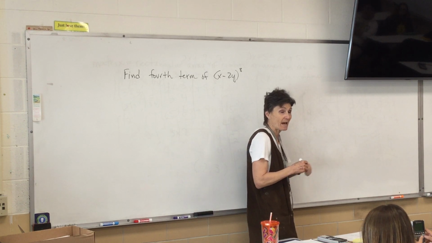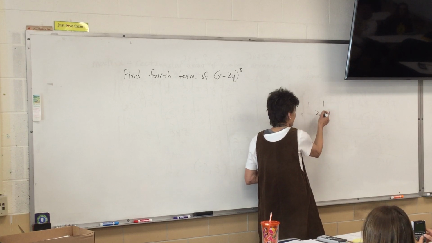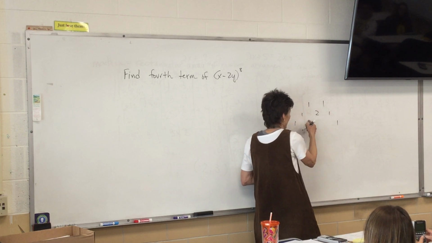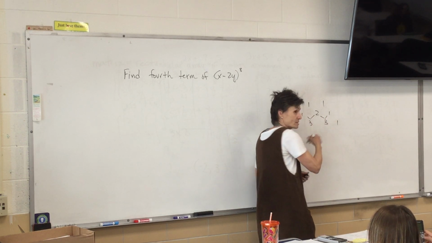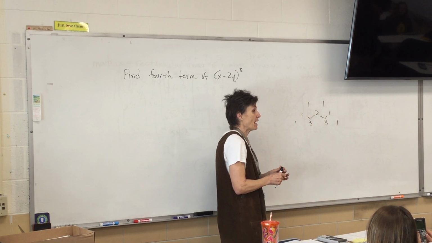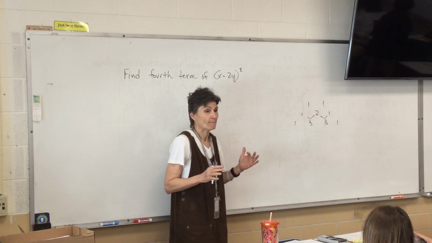Remember how we did that? Start with 1, 1, and then add these two together, so that's a 2. Add these two together. This is how you would build it. Remember how you add those numbers to get the 1 underneath? And I would have to go all the way to the 8th row. I do not want to do that.